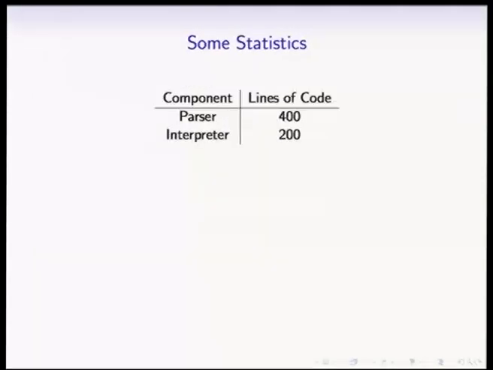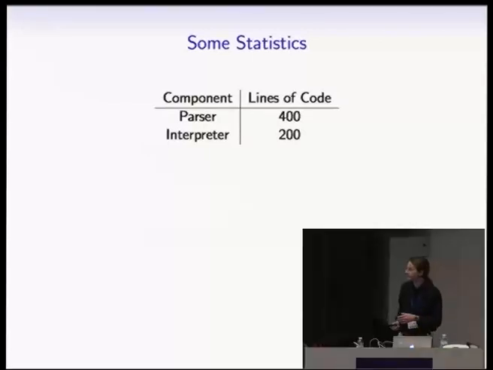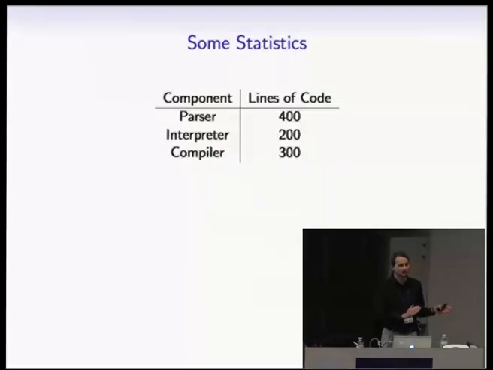And just a few statistics about this little toy example. The parser was about 400 lines of code, so that was most of the complexity in this. The interpreter was about 200 lines of code, and it's not the greatest interpreter in the world, but it's okay. And the compiler was only very slightly more code than the interpreter. It used to be that if you wanted to write a compiler for your language, that was 10 or 100 times more effort than writing an interpreter. Now, writing the compiler is really not much more effort than writing an interpreter.